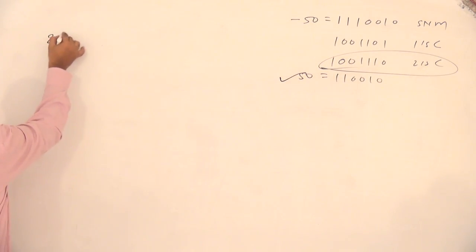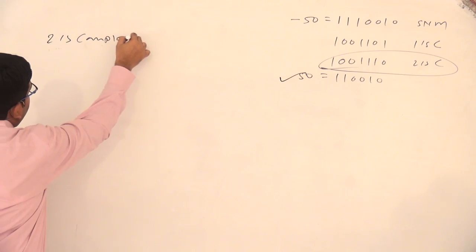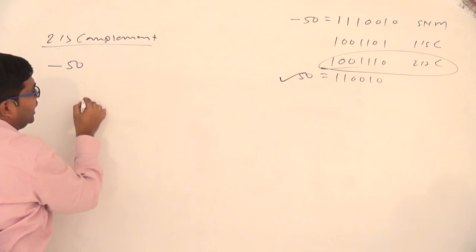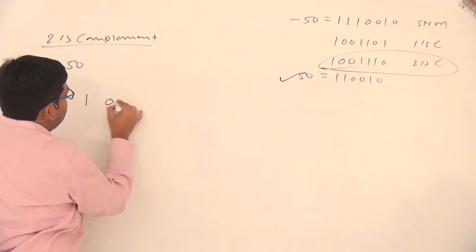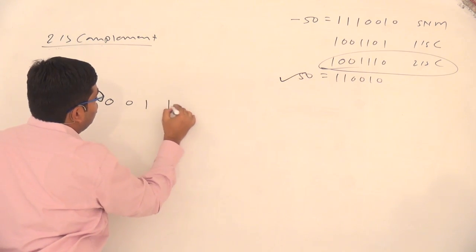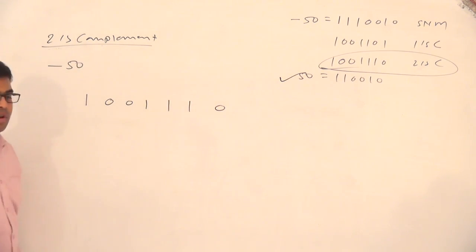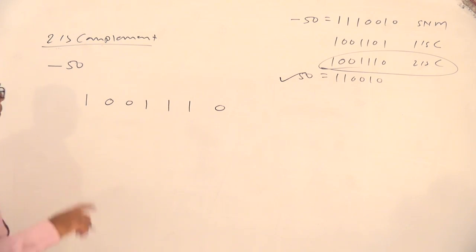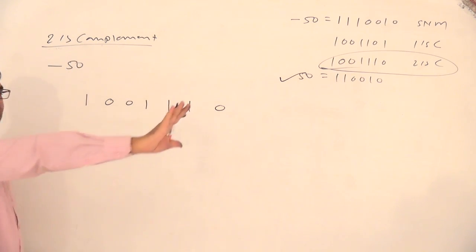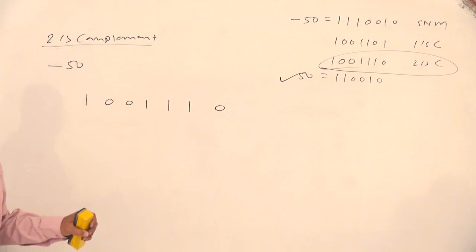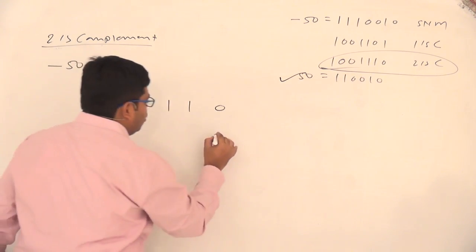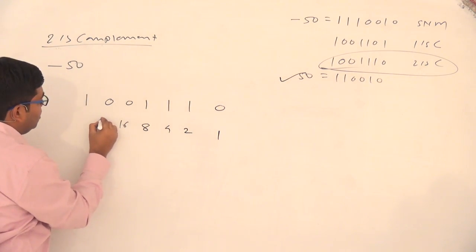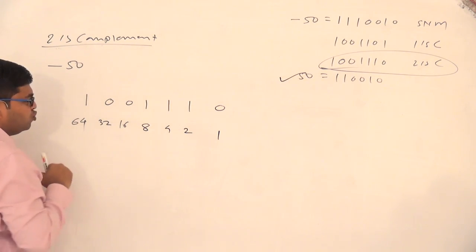Okay. Now in 2's complement, the number minus 50 is written as 1 0 0 1 1 1 0. Now if you take the place values like unsigned, treat this pattern as an unsigned number, as a simple binary number, and take the place values. So place values will be 1 2 4 8 16 32 and 64.